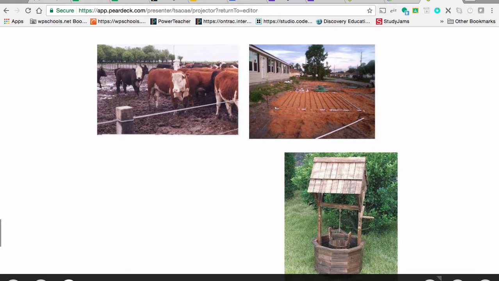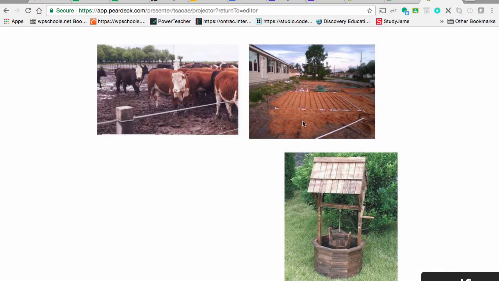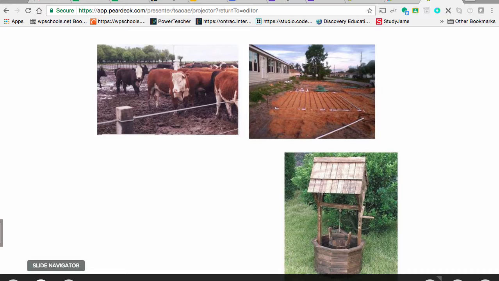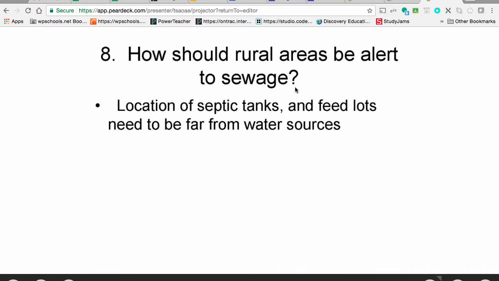We also need to make sure in rural areas that we're very cautious about our water. We want to make sure not to put feed lots or leach fields from septic systems above our well water. So rural areas need to be alert to sewage by making sure they're aware of the location of their septic tanks, and feed lots need to be far from water sources.